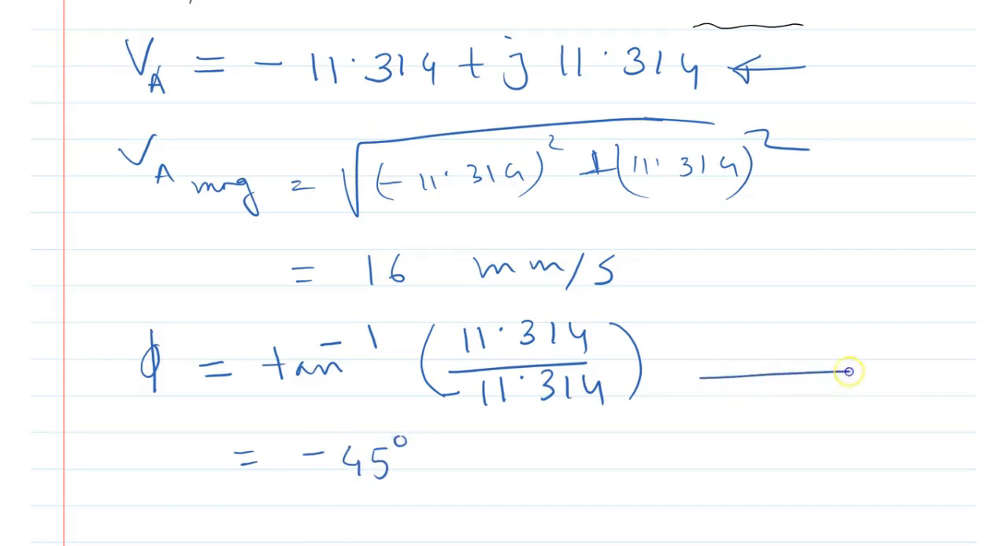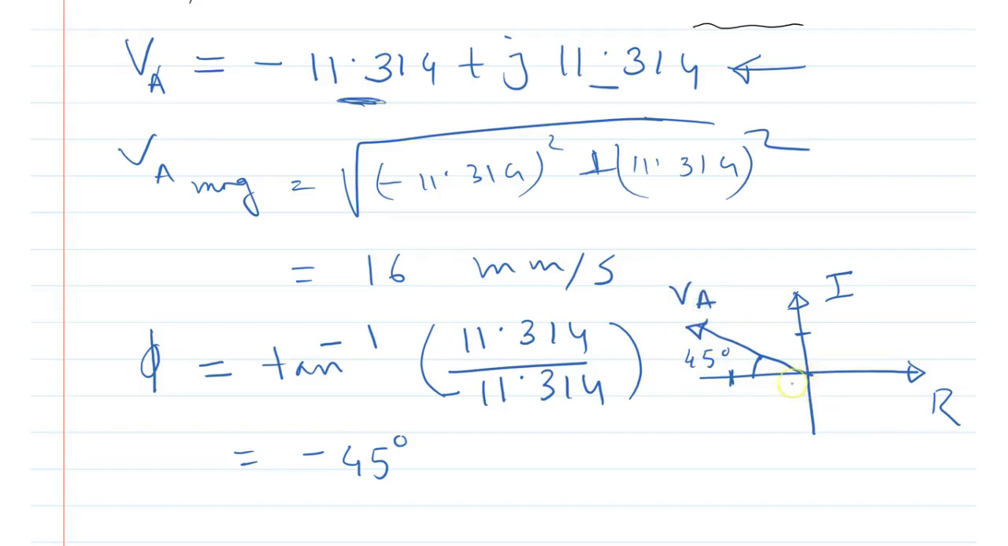So let's draw a tiny diagram where the x-axis represents the real number and the y-axis represents the imaginary number. If we look here, our real part is negative, so it should be somewhere here, and our imaginary part is positive, so it should be somewhere here. So when we calculated this 45 degree angle, it's actually this angle, and this is our vector VA.